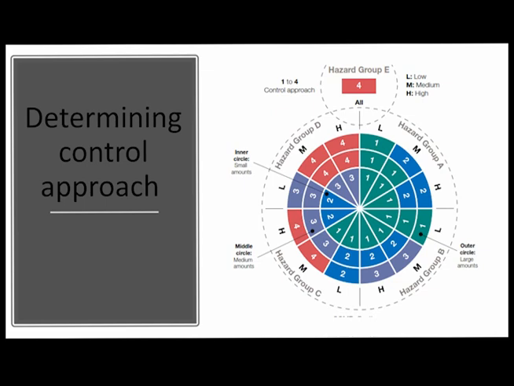So just by looking at how dusty the substance is, how much you're using, and its hazard group, you can come down to a number, and the numbers in the various segments of the circle define the control approach, which we'll talk about more in the next slide. You might notice if you look at the very top, it's got hazard group E, and it's control approach 4. And I'm sure you'll all be glad to hear that control approach 4 means you can't use this assessment tool, because it's too hazardous, and you need to get a specialist to come in.